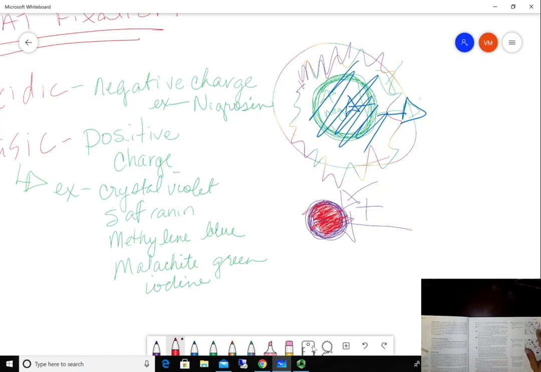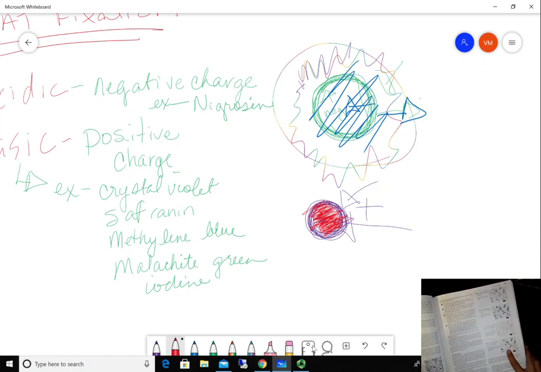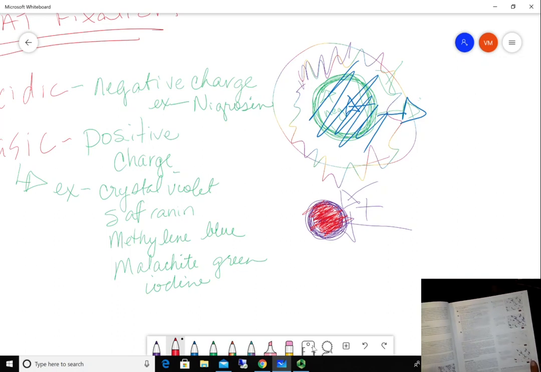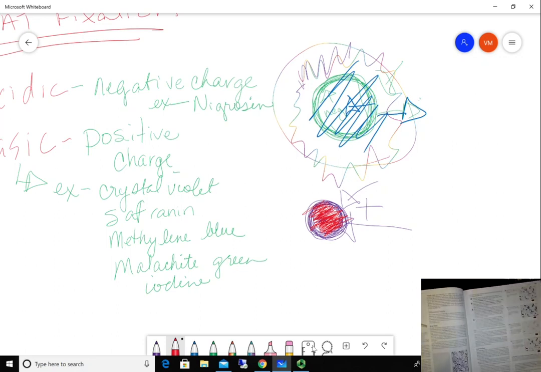Ideally, you should see both purple and pink bacteria. There it is right there. Both purple and pink bacterium. And that way you know you have gram-positive and gram-negative bacterium there. That is if you have gram-positive and gram-negative.